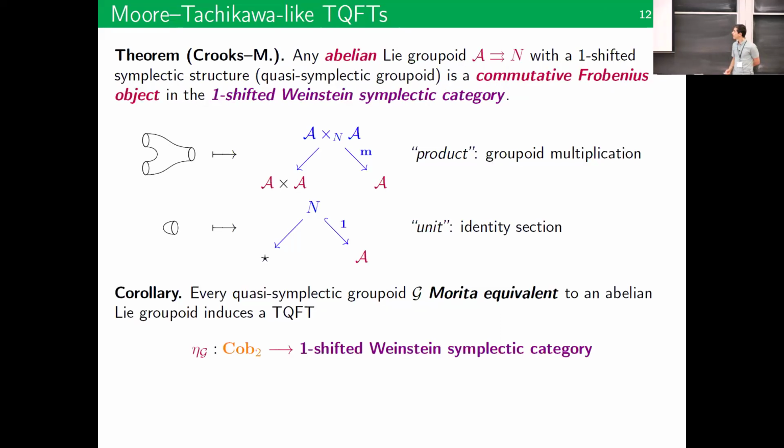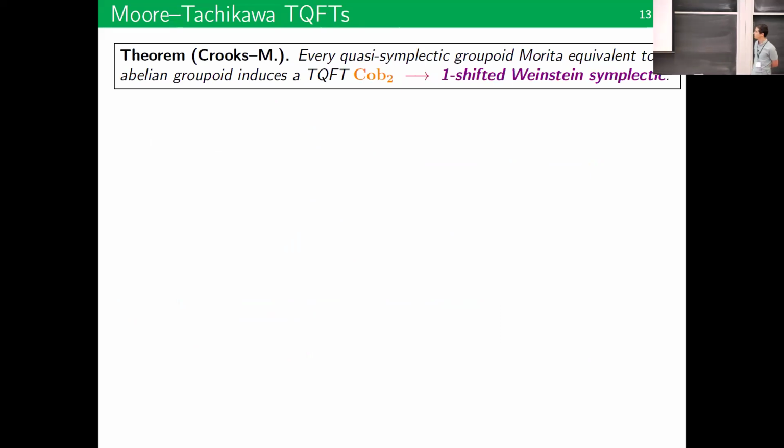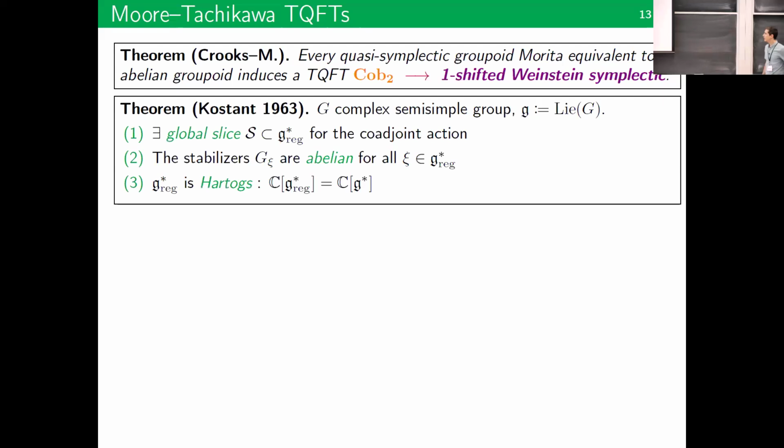Okay. Now, let me just restate this as a theorem. Every quasi-symplectic groupoid, that means one-shifted symplectic stack, equivalent to an abelian groupoid, so they represent the same stack, induces a TQFT, so that's just a functor from cobordisms to this category. Now, how do we get examples, and how do we use that to tackle the Moore-Tachikawa conjecture? Now, at this point, I want to go back to these results of Kostant that I stated at the beginning. That will be important.